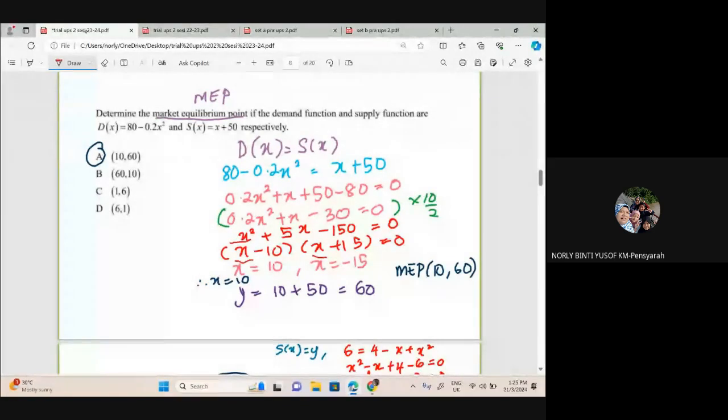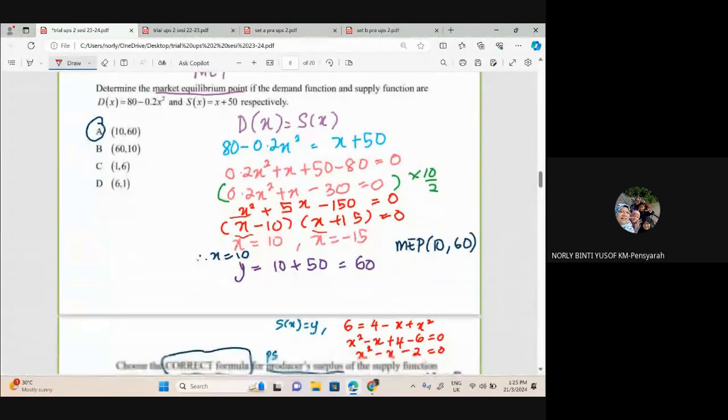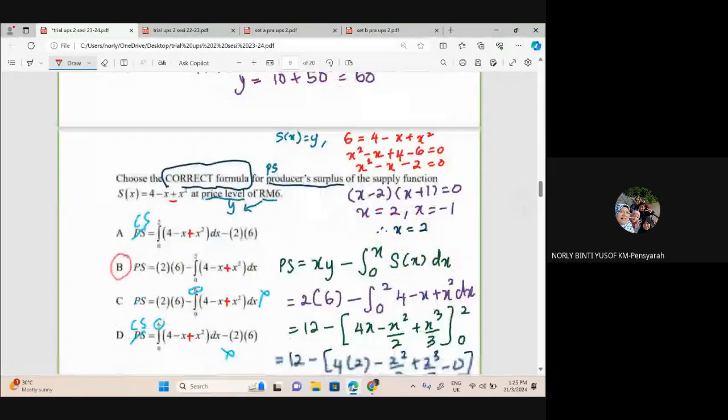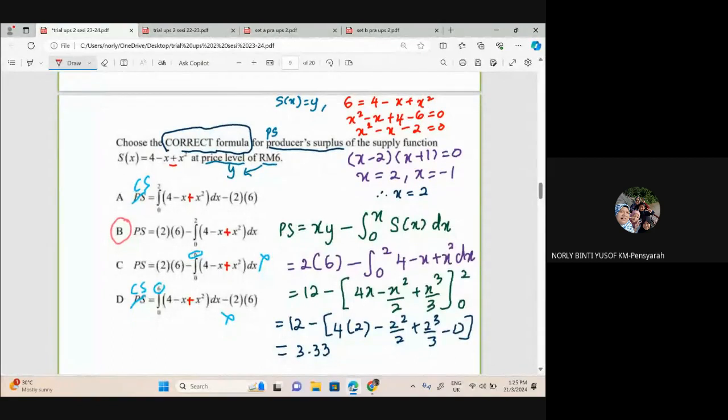Itu tips lah. And quadratic function, kalau factorization tak boleh factor in perpuluhan. Okay. So that you got the market equilibrium point is 10 and 60. Okay, and then next question also the same thing. Choose the correct formula for producer supply. So kat sini adalah konsep je lah. Maksudnya working step tu dia nak tengok you betul ke tidak.